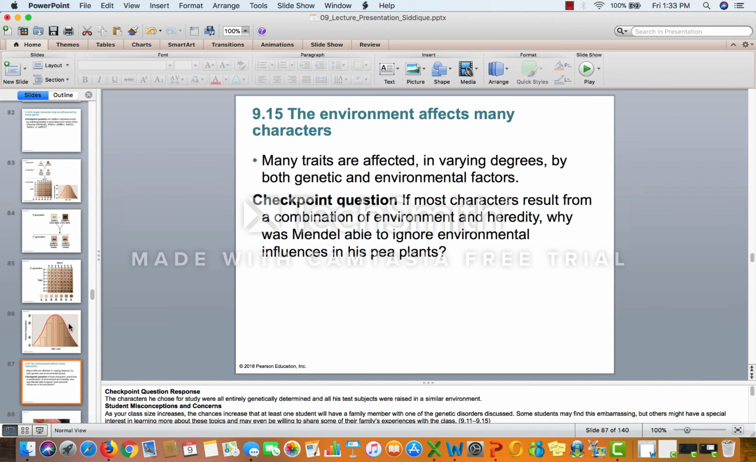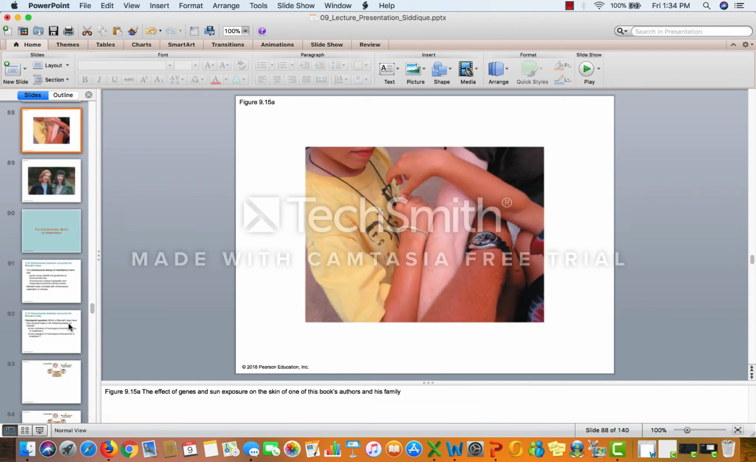So many traits are affected in varying degrees by both genetic and environmental factors. If most characters result from a combination of environment and heredity, why was Mendel able to ignore environment in his pea plant experiments? So what he did was he basically raised everything in a similar environment. That's why he could ignore environment, okay?